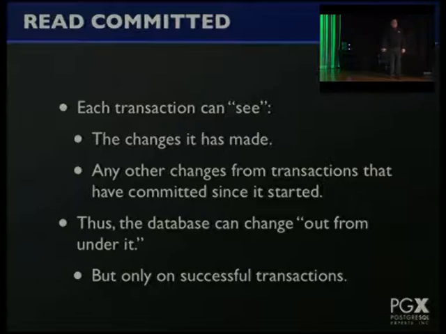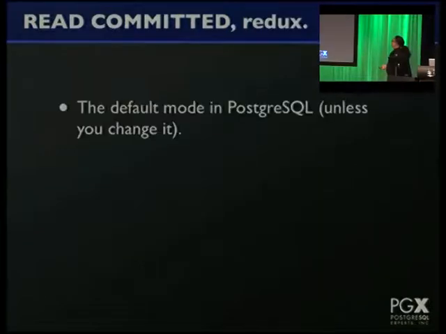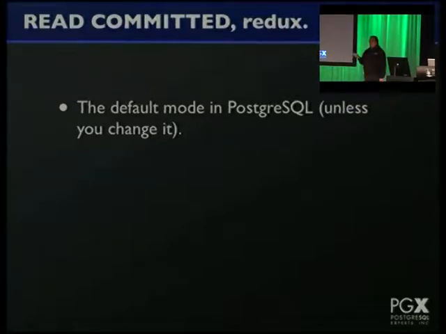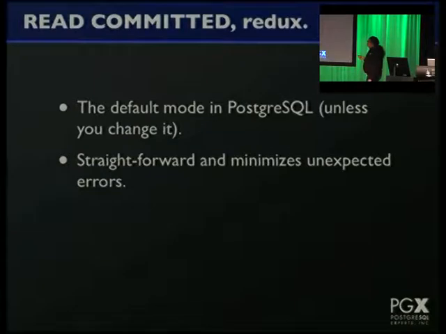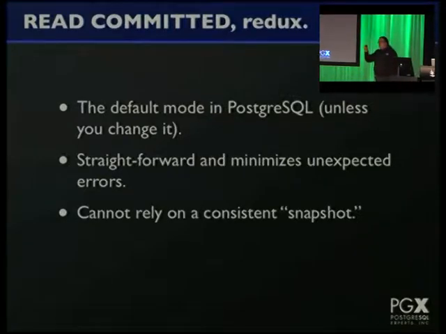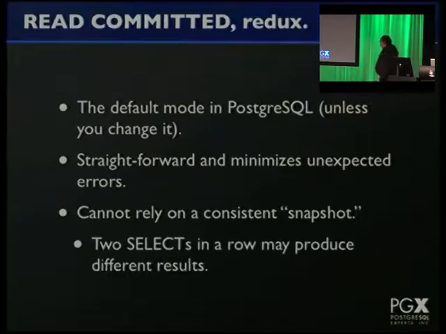Note that this is, of course, only for successful transactions. If something else aborts or rolls back, you don't see it. It's as if it never happened. This is the default in Postgres unless you change it. You can change it in postgresql.conf. I don't think anybody ever does. It's very straightforward. It minimizes unexpected errors. The behavior is nice and clean. You can't rely, though, on a consistent snapshot of the database. You can't do a bunch of reads and then do another bunch of reads and expect the data will be exactly the same in the presence of other sessions working on the data. So 2 selects in a row can produce different results here.